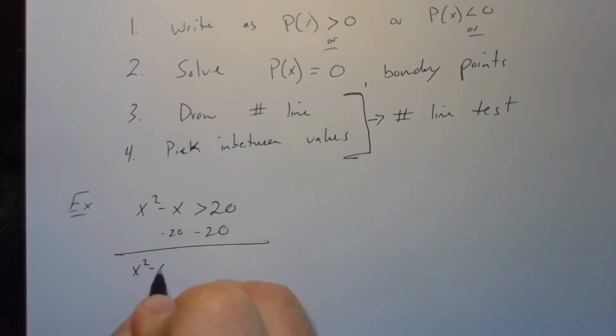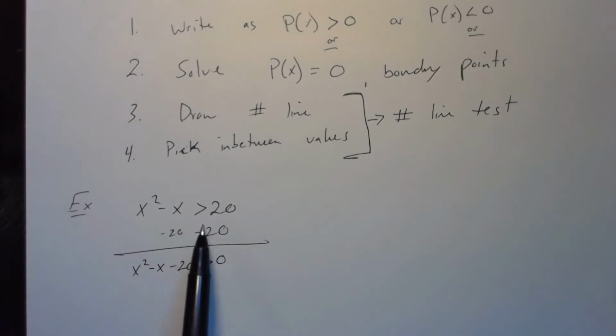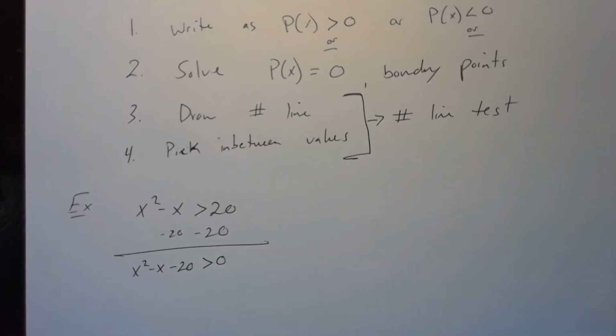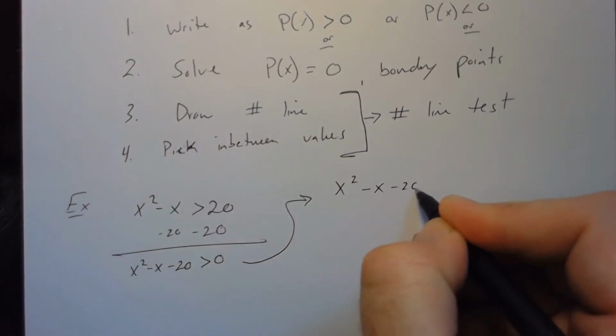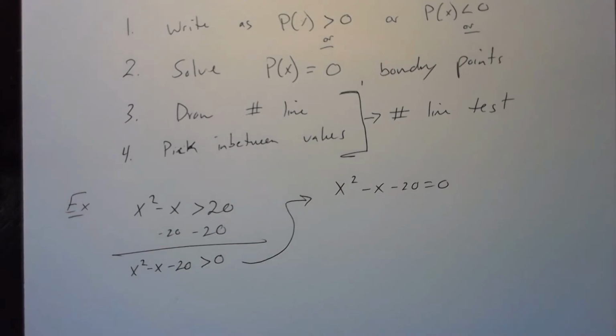I'm going to treat it as though I'm looking at an equals 20. So it's greater than, but when I solve this, I'm going to solve it like it's equal to. Then I'm going to ignore the fact that the greater than was there for now, and I'm going to go ahead and set it equal to 0. So off to the side here, I'm going to set this equal to 0, and I'm going to solve this like I would normally any other equation.